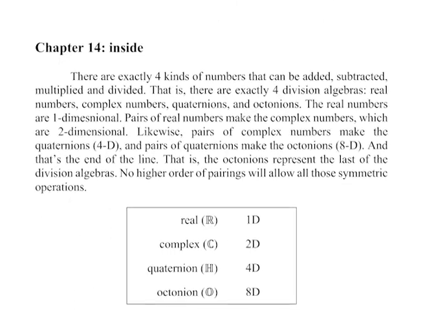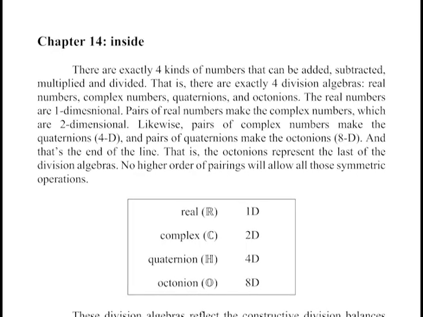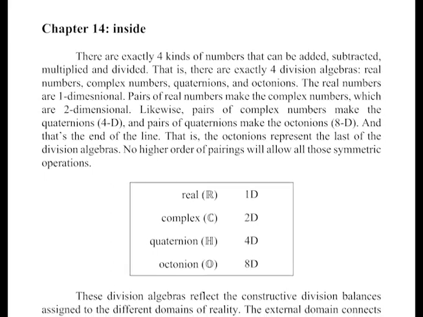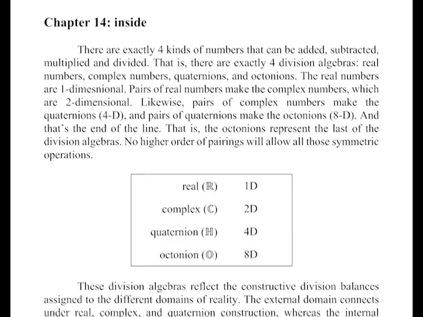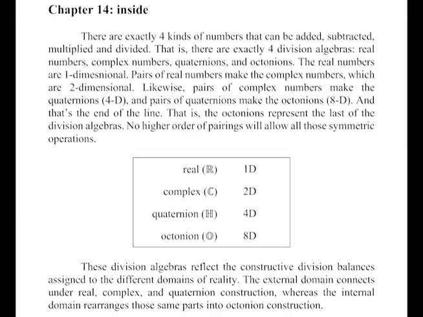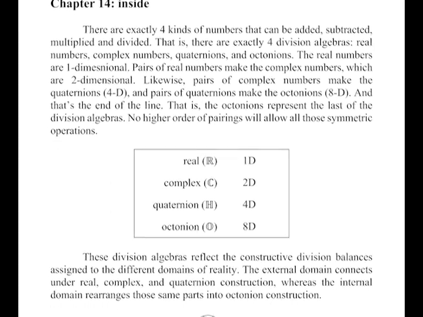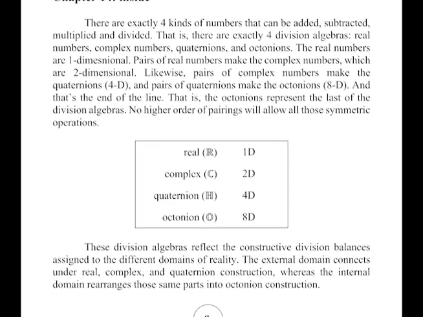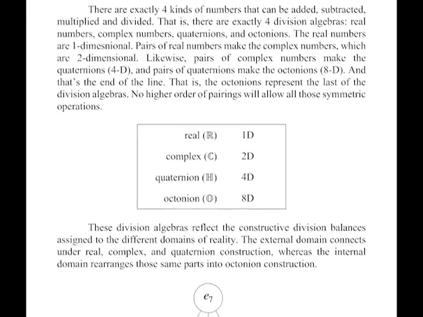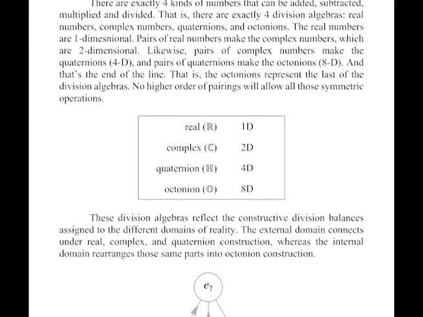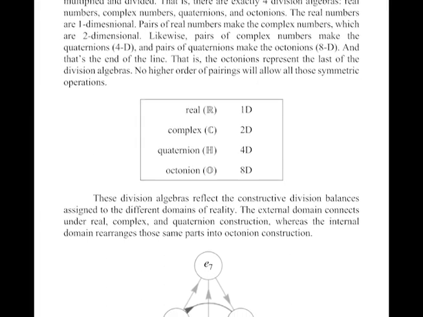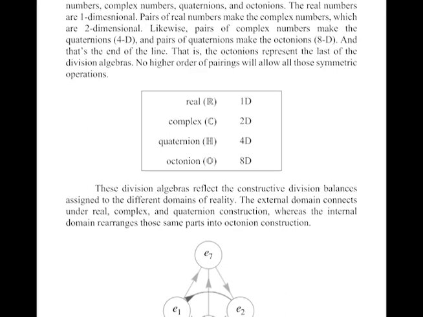Chapter 14. Inside. There are exactly 4 kinds of numbers that can be added, subtracted, multiplied, and divided. That is, there are exactly 4 division algebras: real numbers, complex numbers, quaternions, and octonions. The real numbers are one-dimensional. Pairs of real numbers make the complex numbers, which are two-dimensional. Likewise, pairs of complex numbers make the quaternions, which are four-dimensional, and pairs of quaternions make the octonions, which are eight-dimensional. And that's the end of the line. That is, the octonions represent the last of the division algebras. No higher-order pairings will allow all those symmetric operations.